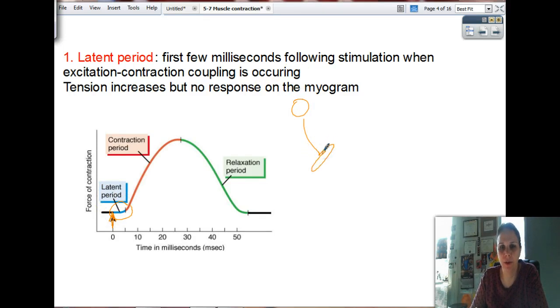affect the muscle. Then the muscle has to release the calcium in, and then the calcium has to go unlock the troponin and tropomyosin. So it takes a few milliseconds for that to occur. So that is the latent period where there's no activity. The tension increases, but there's no response on the myogram. So it's just basically the actin myosin getting ready to do their job.